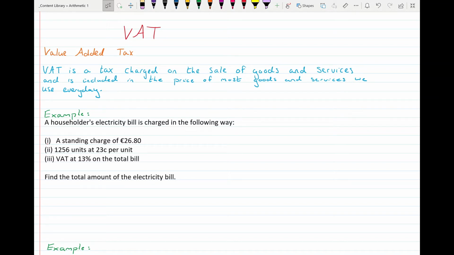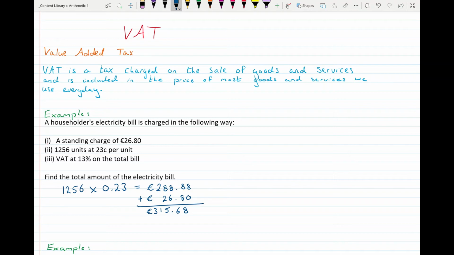So let's find the total amount of the electricity bill. Let's start off by getting the 23 cents for the 1,256 units. So 1,256, and I want to multiply that by 0.23 because that's 23 cents in euros, and that comes out to be 288.88. So that's how much the electricity cost. Then there was the standing charge of €26.80. So I'm going to add that on, and that gives a total for the bill of 315.68. So that's how much the electricity cost.